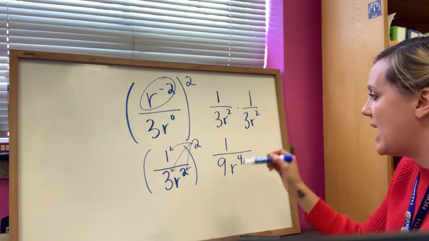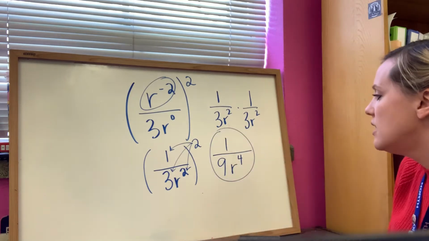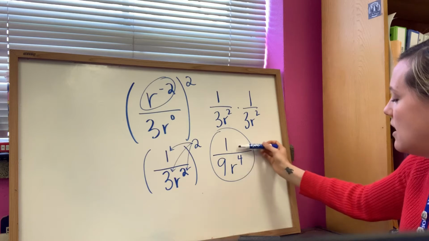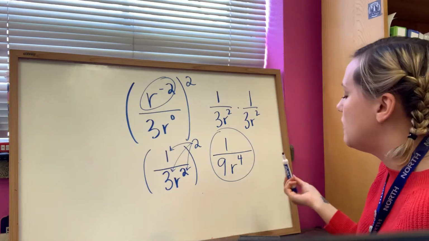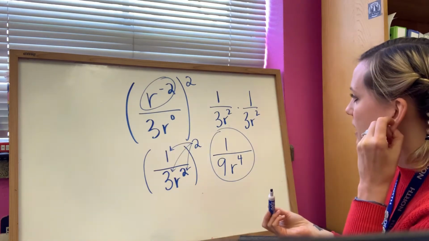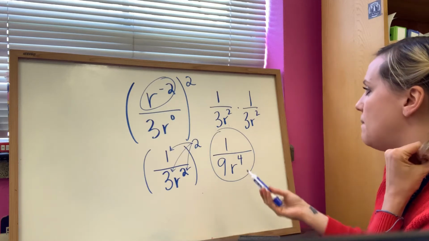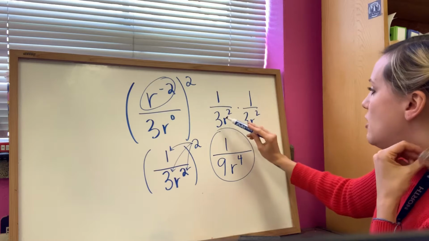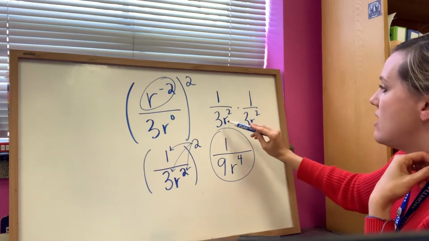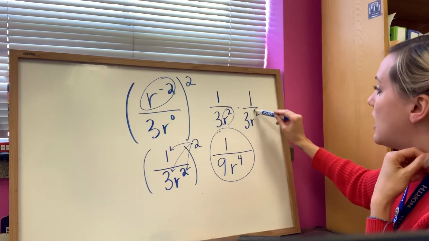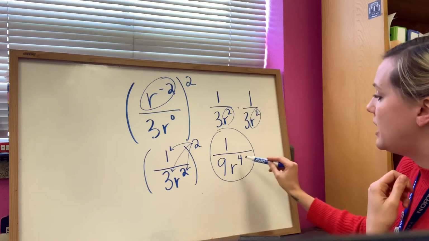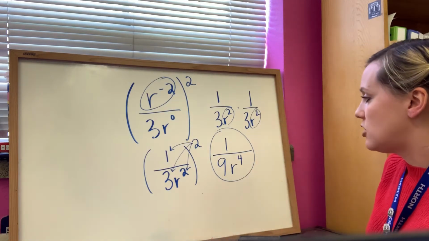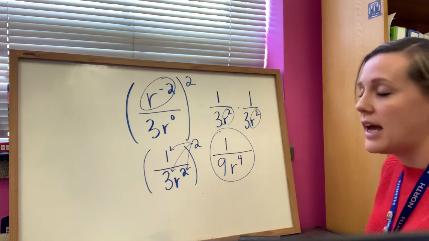And remember, we don't want any negatives in our answer, and we don't want any of the same letters or variables in the numerator and denominator. That means we didn't reduce it all the way. If you chose to do it the other way, 1 times 1 is 1, 3 times 3 is 9, and then r squared times r squared. Remember, when you're multiplying, you add the exponents, and that's where you'll get the same answer, r to the fourth power.